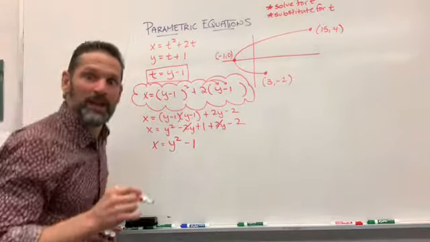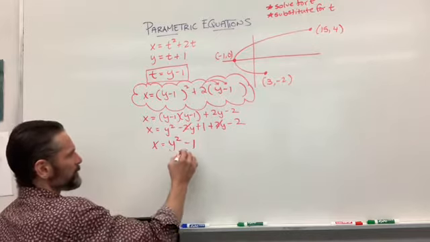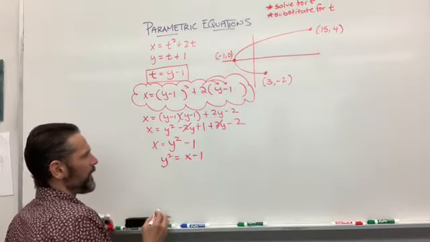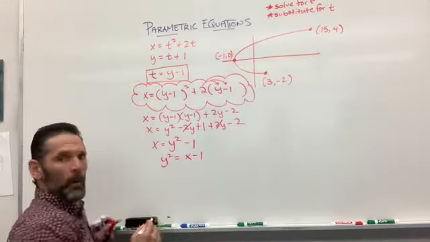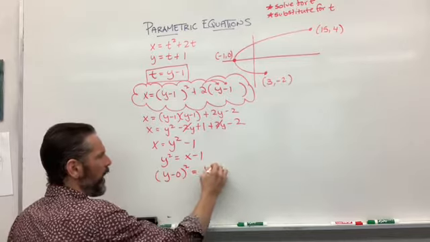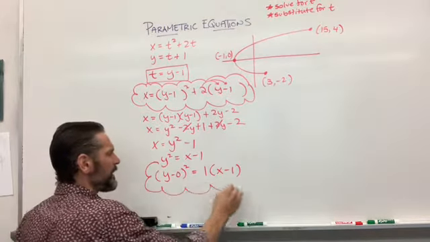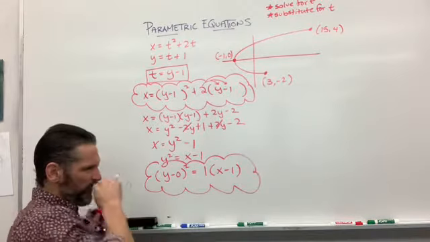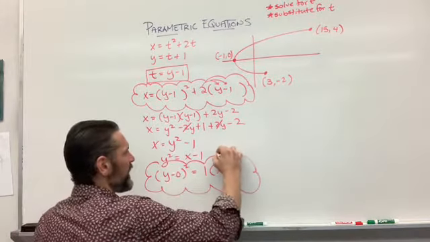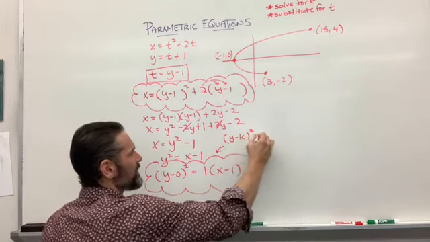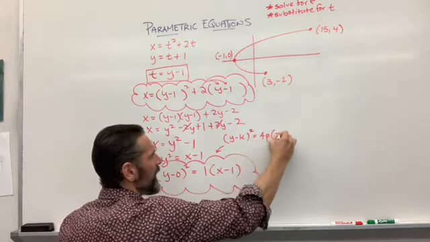which I can manipulate, maybe strangely at first, into y squared equals x minus 1, which implies y minus 0 squared equals 1 times x minus 1. What? Why did I do it like that? Because I know from my study of parabolas that we had this form, y minus k squared is equal to 4p times x minus h.